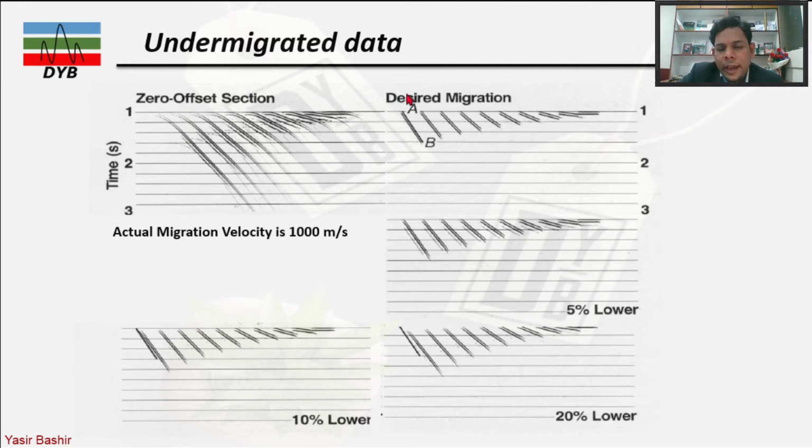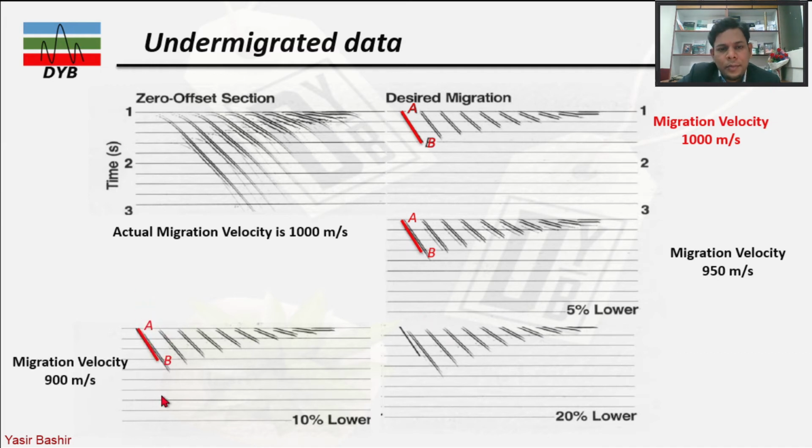Now if you look at the accurately migrated section, where the velocity is 1000 meter per second, it goes from A to B, and this reflector appears here. But if you use a velocity a bit lower, let's say 5% lower, the dipping reflector will appear a bit lower than the actual. If you use, I think, 10% lower velocity, it is almost similar or a bit more. If you use 20% lower velocity, then obviously it is more toward the left, and the angle is smaller than this one.